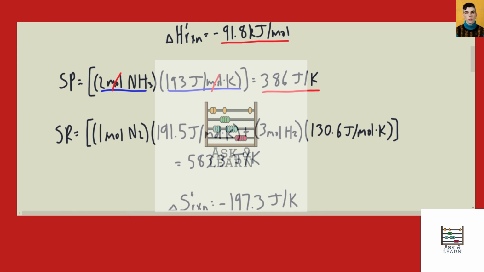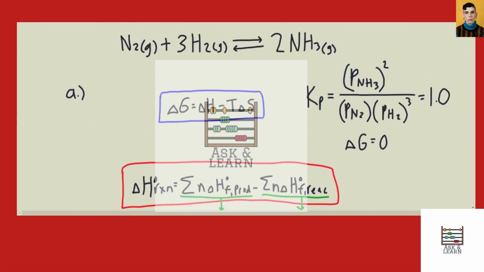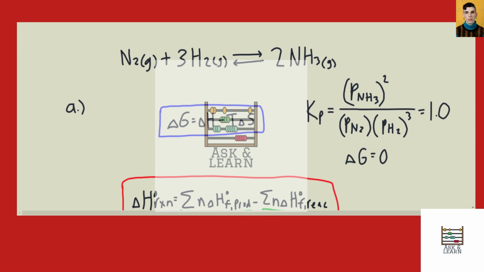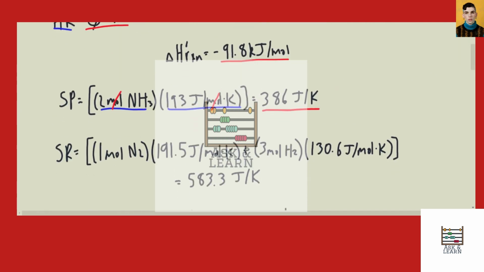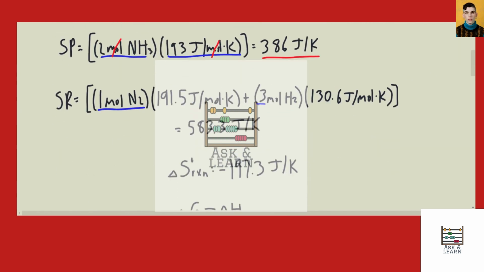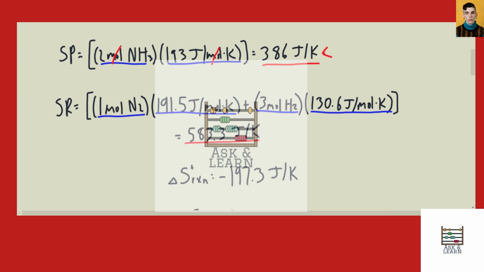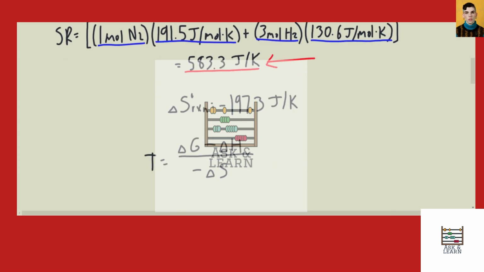And now we see 1 mole of N2 and 3 moles of H2 are the reactants. In the appendix, we can look up the standard molar entropy values for each one of those chemical species, multiply them together, and then add them to get the total entropy of the reactants. Then we take the total entropy of the products and subtract the total entropy of the reactants to get the overall change in entropy for this reaction.